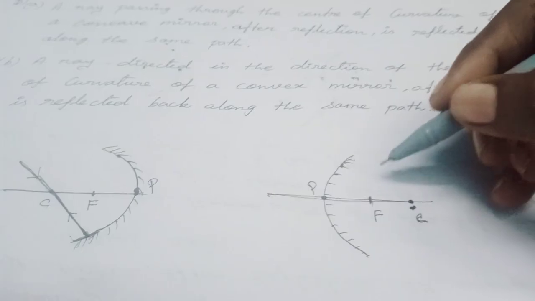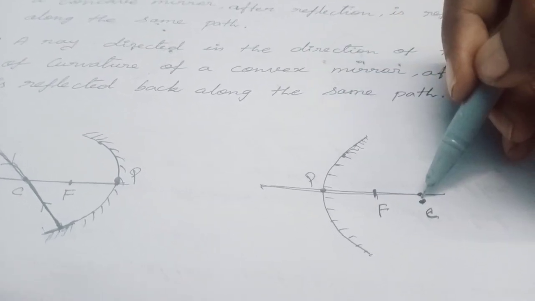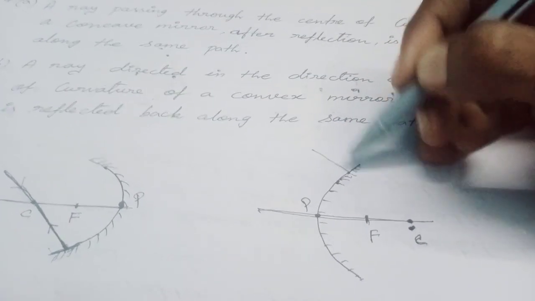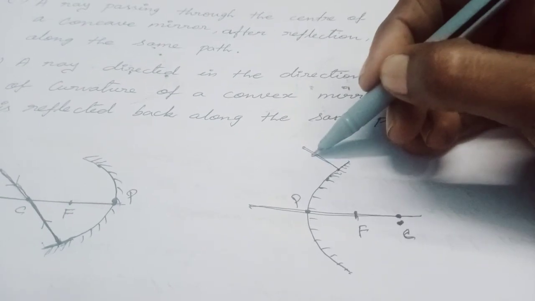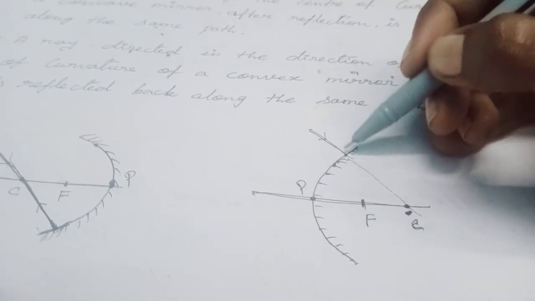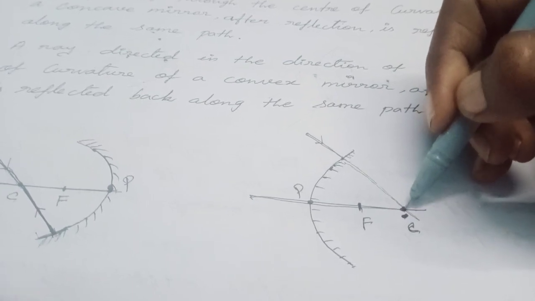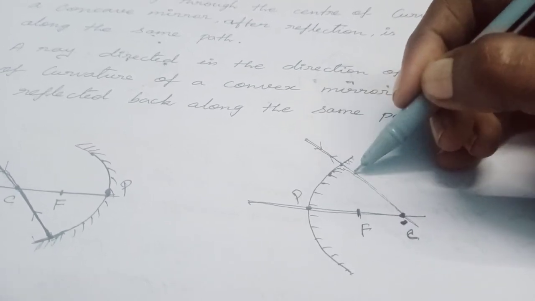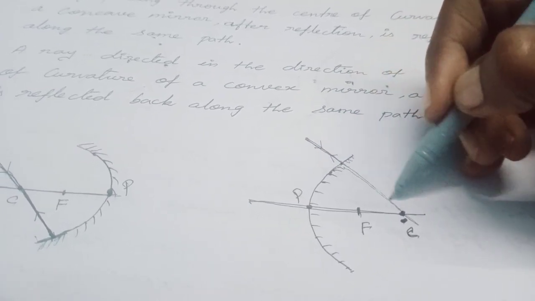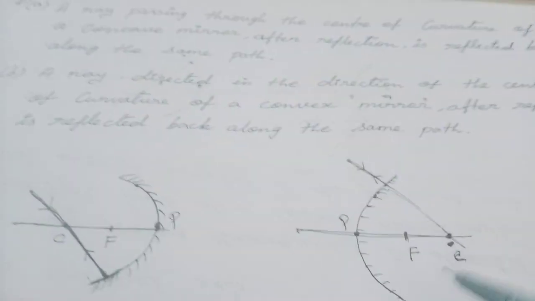So we have to draw the incident ray such that it seems to be passing through the center of curvature. So we have to draw the incident ray over here. If this is the incident ray, it seems to be passing through the center of curvature. So what will happen? It is reflected back in the same path. So the incident ray is passing through the center of curvature like this. After reflection, it gets reflected in the same path. So that is the statement.